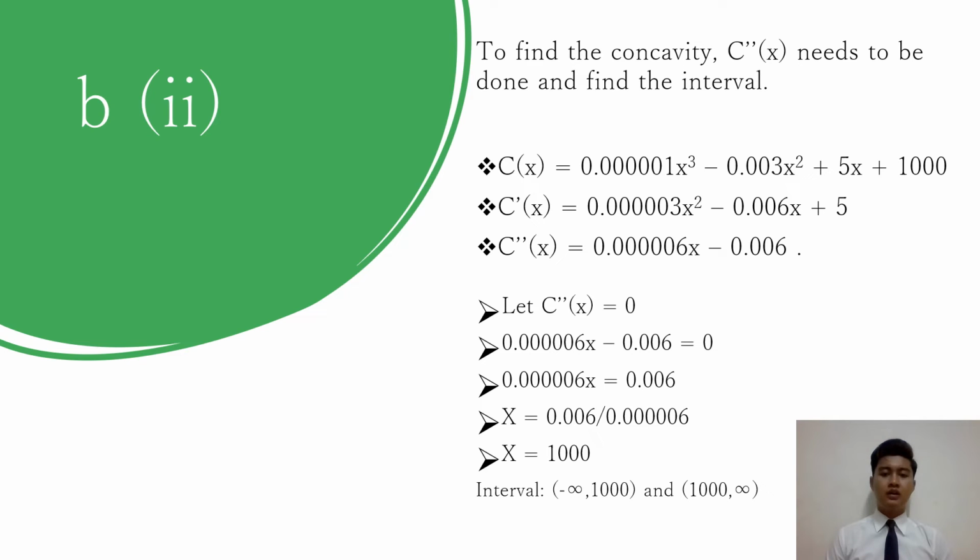Then we add 0.006 to both sides, then we get 0.000006x equals 0.006. Then we will get x equals 0.006 over 0.000006. Then we will get x equals 1000. So the interval is negative infinity to 1000 and 1000 to infinity.